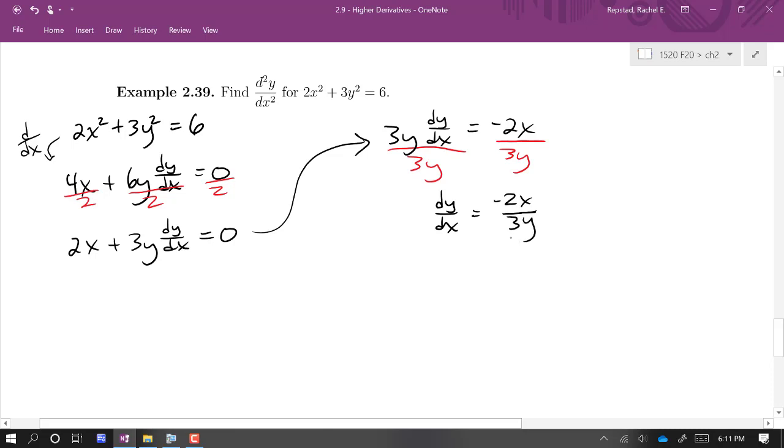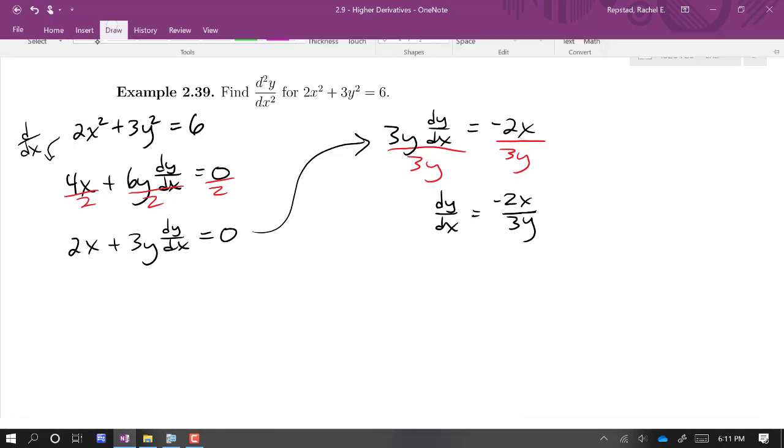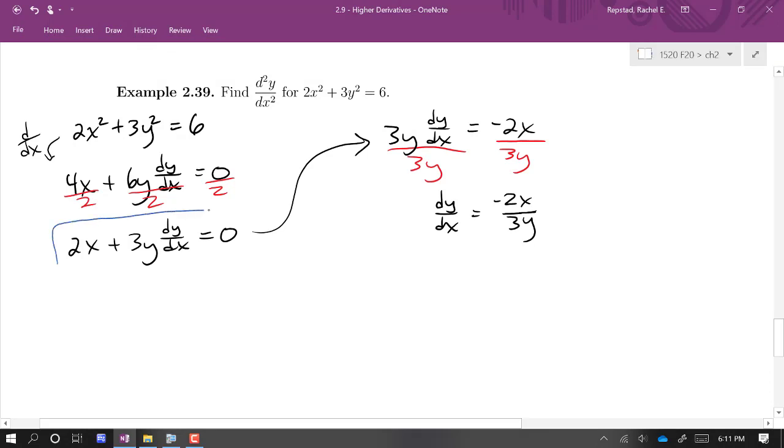Now you could take this and say, I'll differentiate this to find the second derivative. I'm going to go about it a slightly different way. I'm going to take this equation over here, the equation we got after we differentiated, and I'm going to differentiate again with respect to x. When we do that, we have to recognize that this is a product.